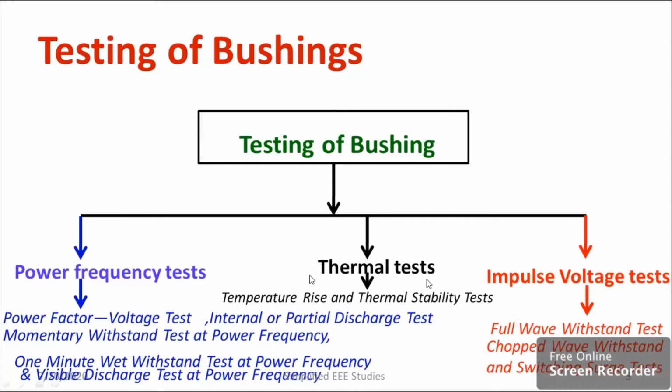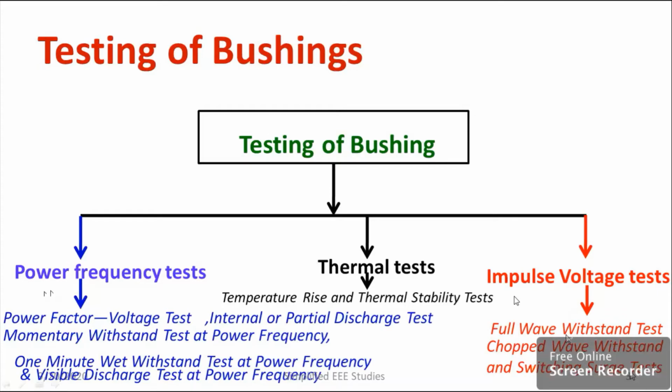If I talk about the thermal test, we will be mainly concentrating on the temperature rise. So temperature rise and thermal stability tests will be conducted under the thermal test. This is one of the mechanical tests. Since temperature is a mechanical parameter, we can call this one of the mechanical tests related to bushing. If I talk about the impulse voltage test, there are different procedures. Full wave withstand test, then chopped wave withstand test and switching surge test. Here we require one impulse generator. So let us have an individual discussion.